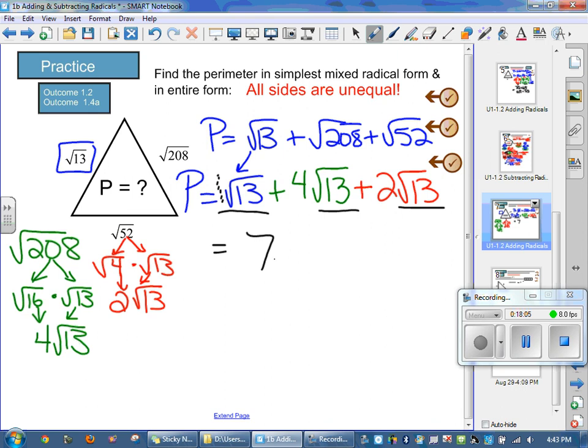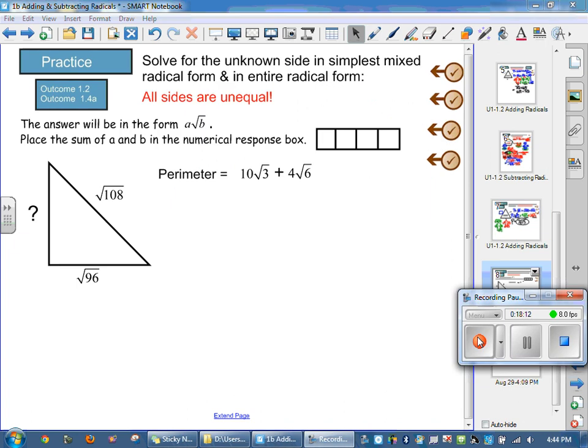Here's the second practice question for you to work on. Again, it's solving for an unknown side in a triangle. All the sides are unequal. This time it's wanting us to put our answer in the numerical response box. So it says the answer will be in the form a root b. Place the sum of a and b in the numerical response box. So once I find the a root b, I'm going to take a plus b and put my answer in the numerical response box.